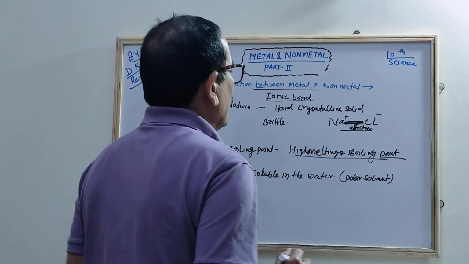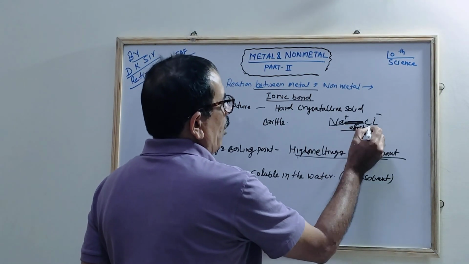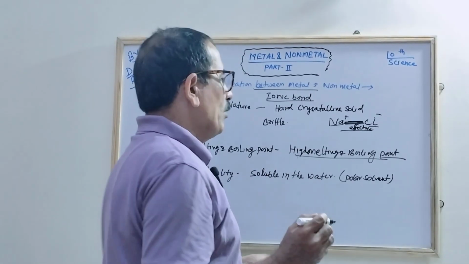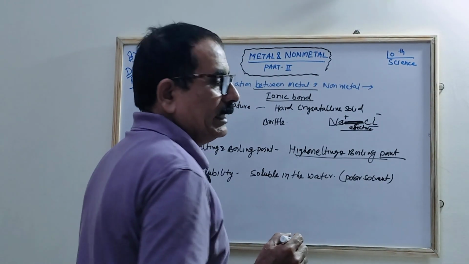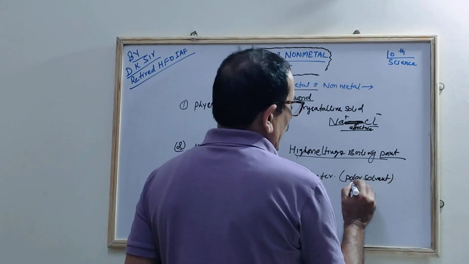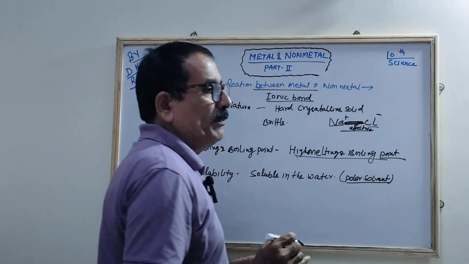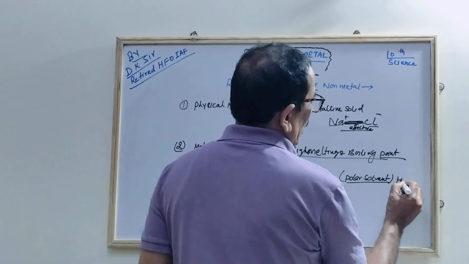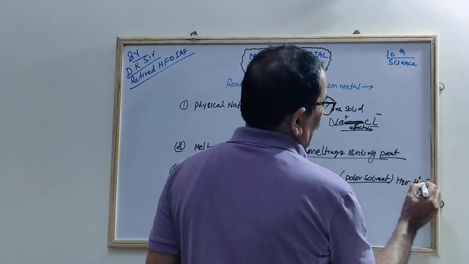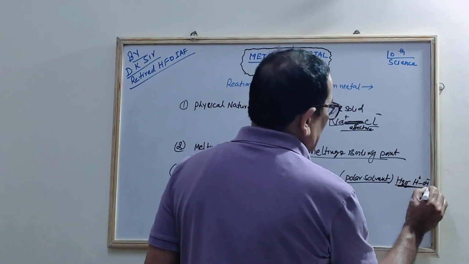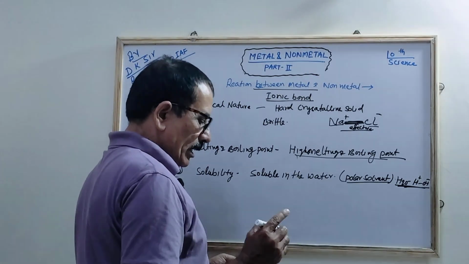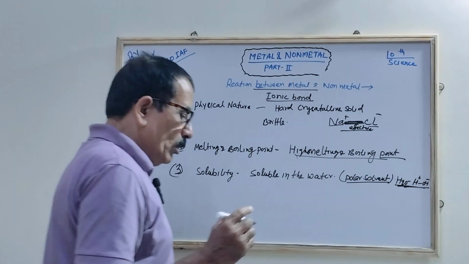This is the ionic bond. The ions are formed, Na+ and Cl-. In any other normal solvent, if you put it, it is not going to dissolve. But if you put it in water, because water is also a polar solvent, water also breaks into H+ and OH-, correct? So it is also a polar solvent. Because of being a polar solvent, it will dissolve. It will be soluble in that, correct?